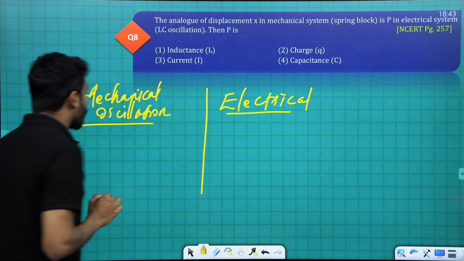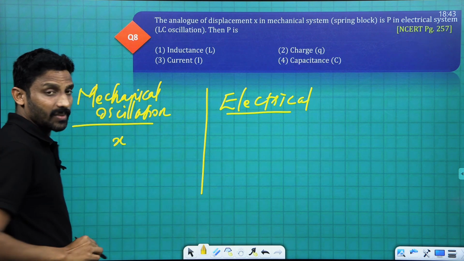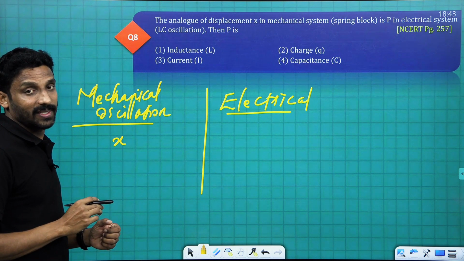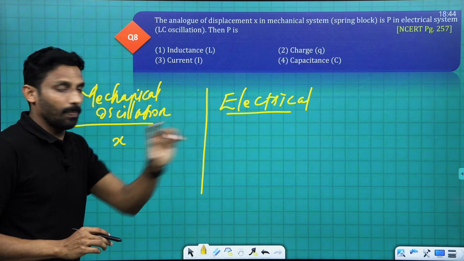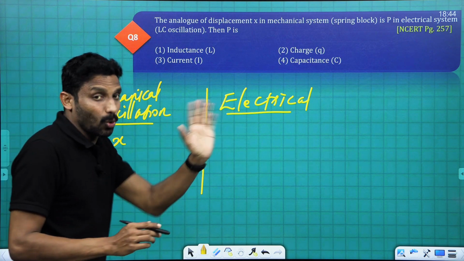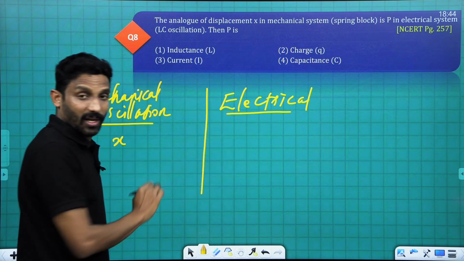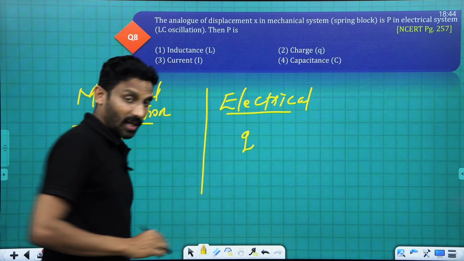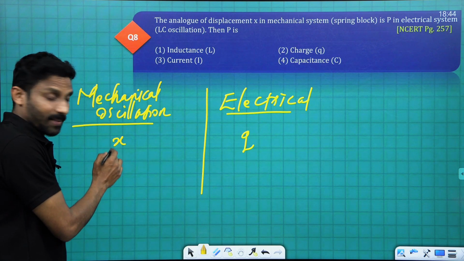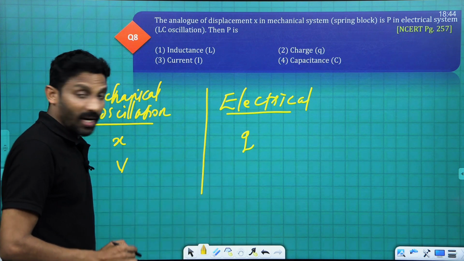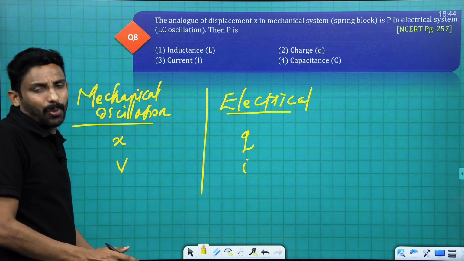In the case of mechanical oscillation, the quantity which oscillates is X, the position of the block. See, a spring, a block, and the block is made to oscillate. Then X is oscillating. The corresponding quantity here, in the case of LC oscillation, is the charge in the capacitor, which is oscillating. Now here dx by dt, that's the velocity. Here dq by dt, that's the current. Clear? In that way the comparison proceeds.